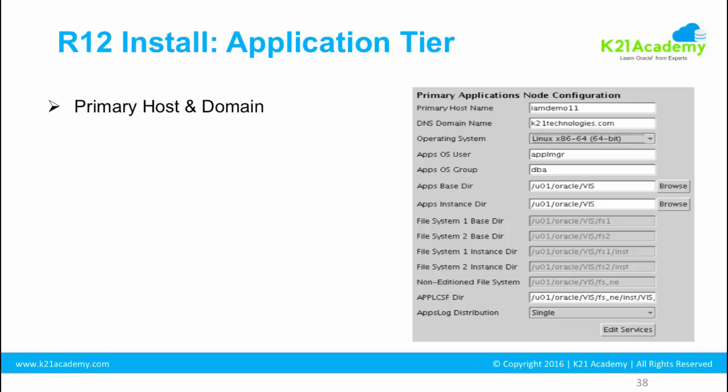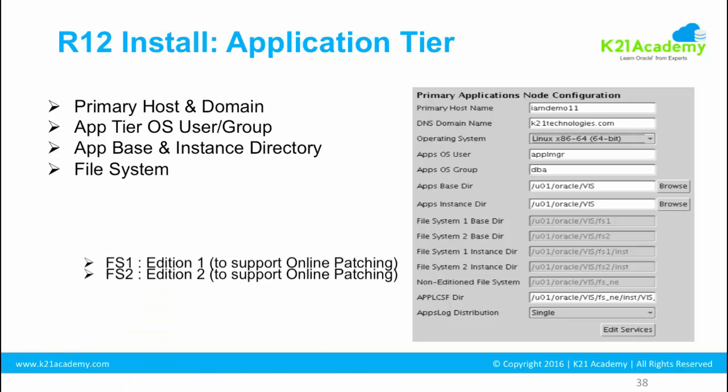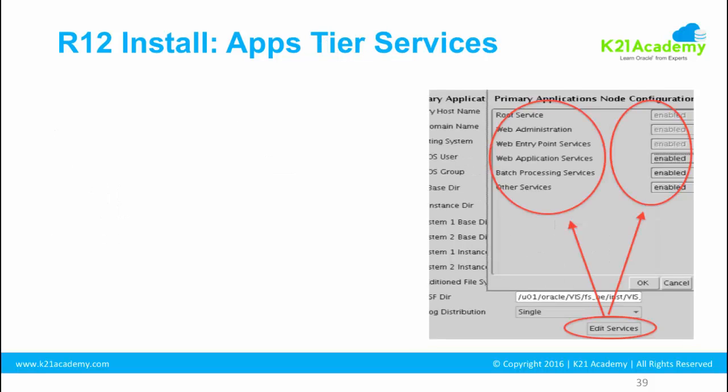So you will select which kind of service. To recap, you specify the primary host name and domain name, the application tier operating system user and groups, the application base and instance directory, and the file systems for edition 1 and edition 2, again to support online patching. We'll cover patching in a separate module where I'll go deep dive. Similarly, what these edition file systems are and what the important files are, we'll cover in a separate module. Then you have non-edition files. Then you can specify the services on this application tier.